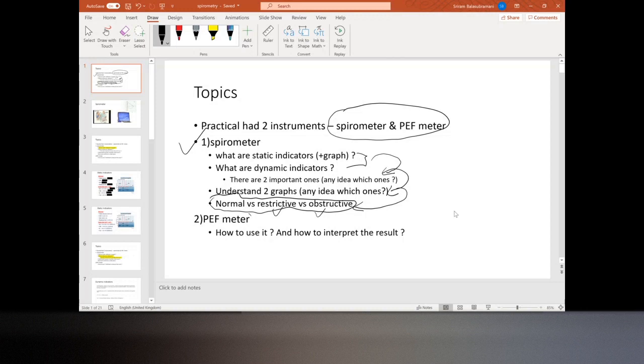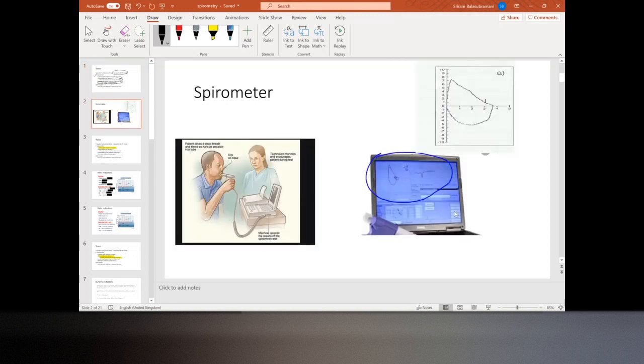So let's go to the first one, which is a spirometer. If you remember, the way we did it was that first, this is the kind of machine we had in our lab. We take the spirometer, and we breathe in as fast as possible through it and then breathe out. What we got on the screen was something like this graph. The top part is the expiration.